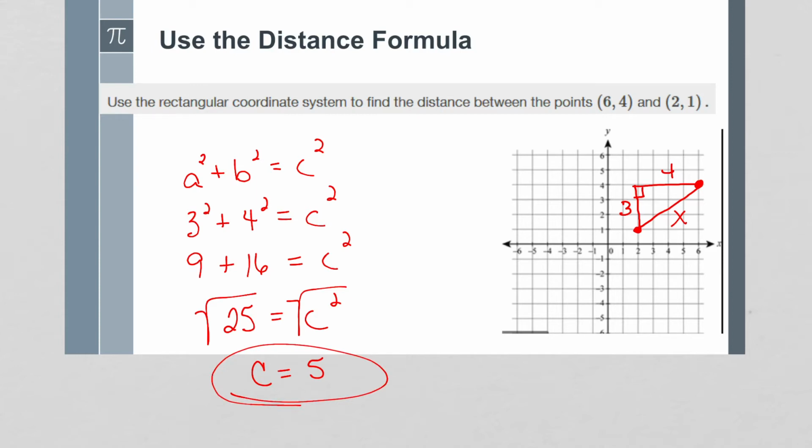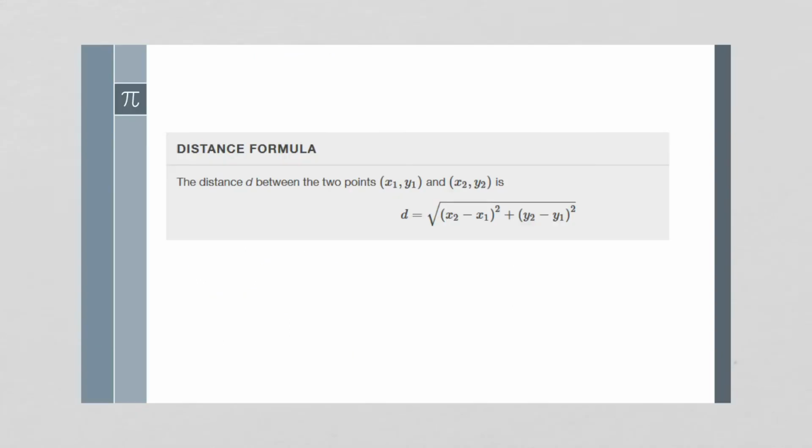Now, the distance formula will look very, very similar to this. You take your points and you find the difference between the x values, and then you square it. You add that to the difference of the y values squared, and then you take the square root of that. This is a formula that you probably should write down in your notes and use later.